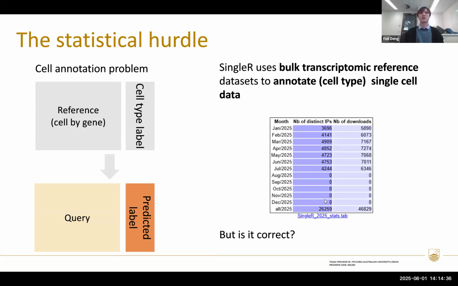You can see this is the download stat of SingleR in 2025. It is a very, very popular method even today, but it was developed like 6 to 7 years ago, I think. But the problem is whether it's a correct approach to annotate single cell data, because there's a very strong technical difference between the bulk and the single cell data. And just to clarify, the reference ones are validated experimentally? Sometimes they are validated experimentally, sometimes it's just manually annotated single cell data.